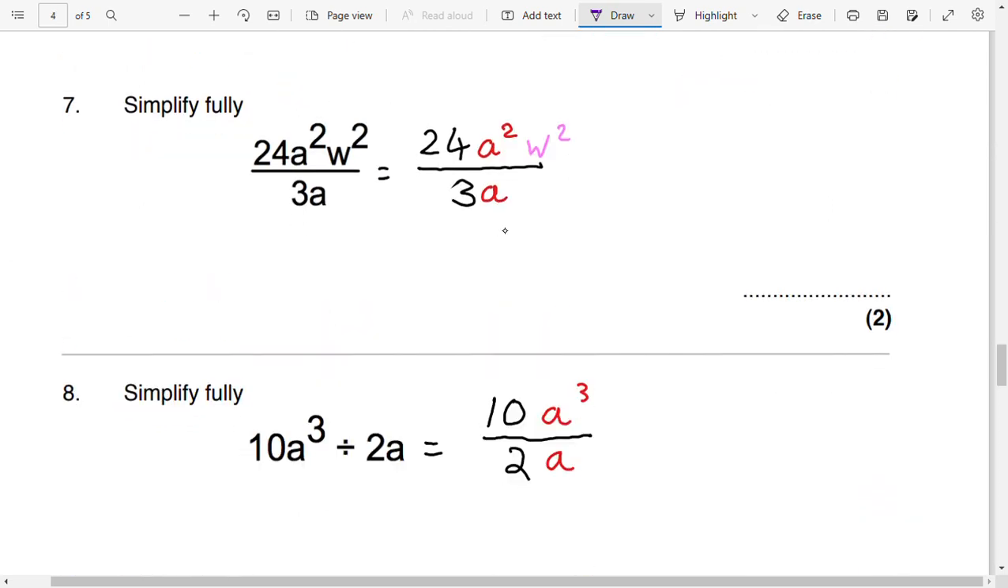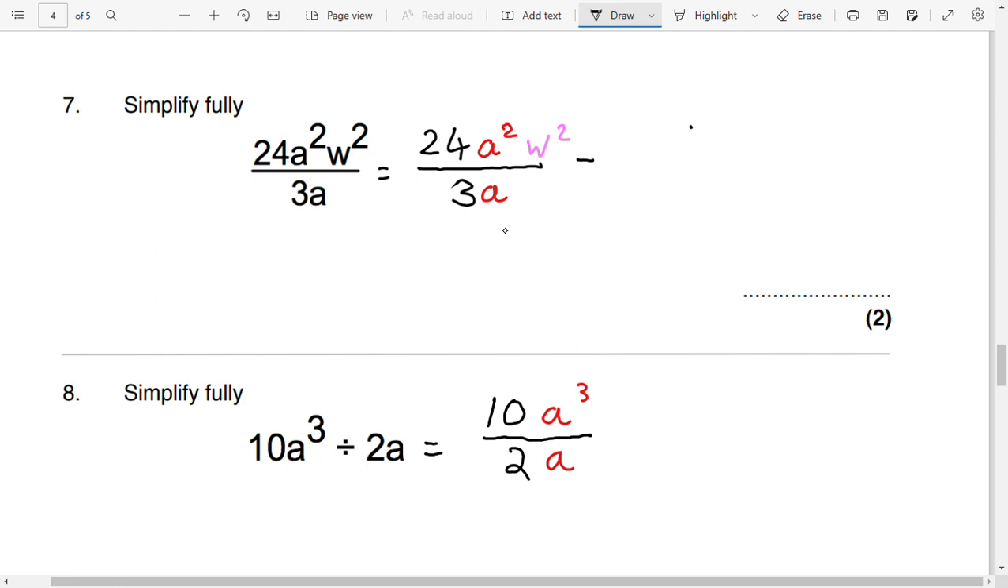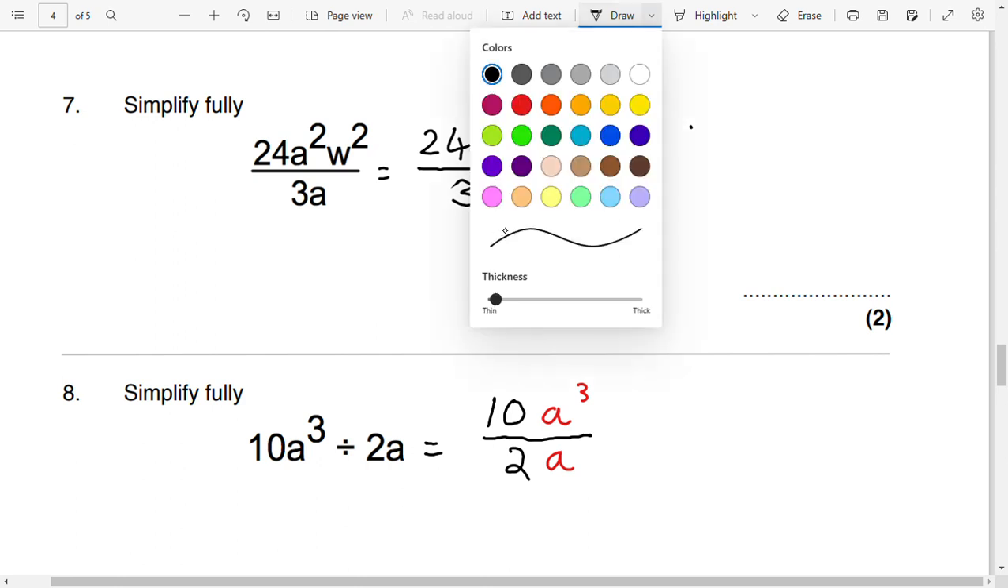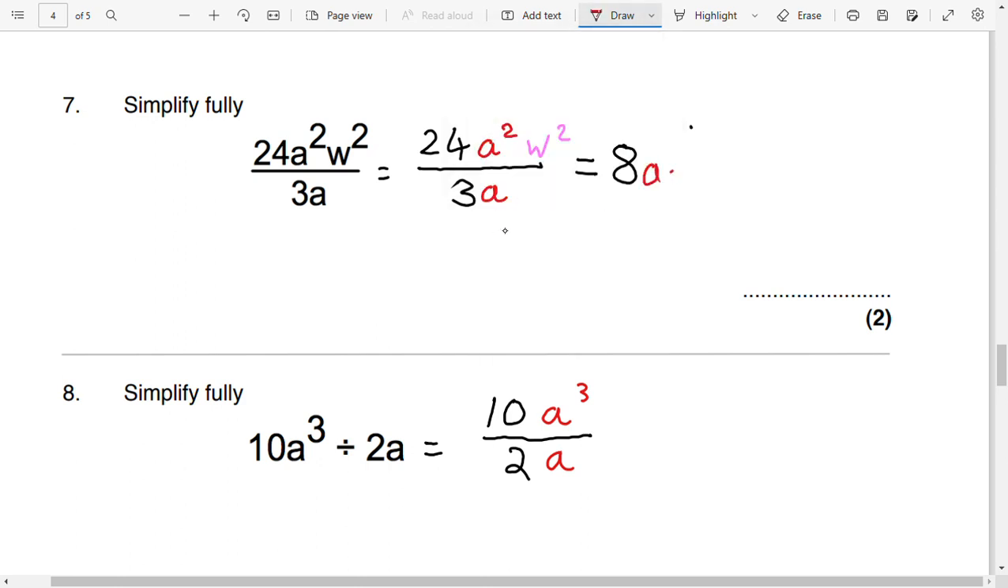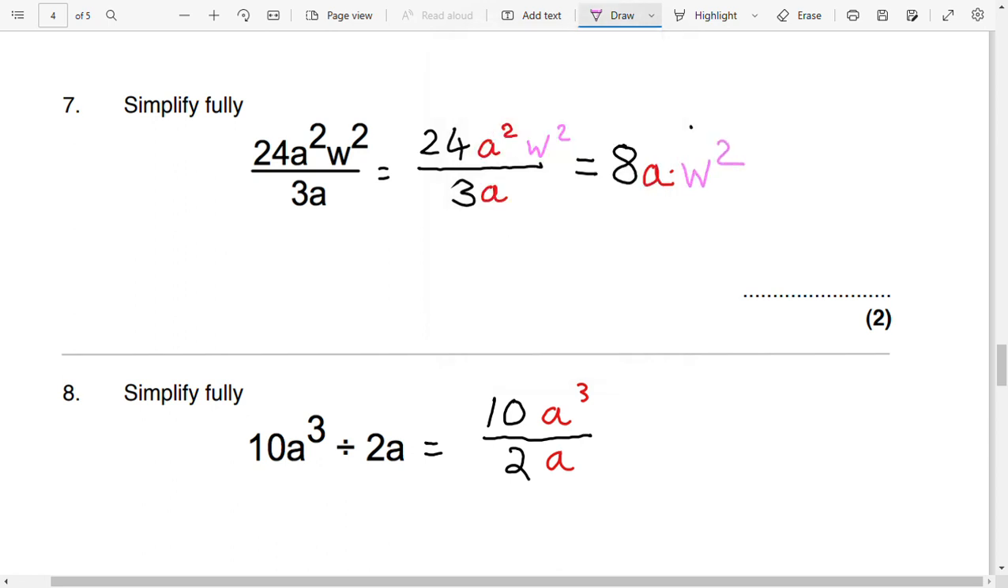Okay, so simplify fully. 24a squared w squared divided by 3a. Okay, so let's have a look at that. So first we do the numbers. 24 divided by 3. That is 8. Now a squared divided by a. Remember, a squared is a times a. A times a divided by a is just a. So we've got a remaining again. And then we have w squared and no w's to divide it by. So w will stay the same. W squared. So it's 8aw squared.